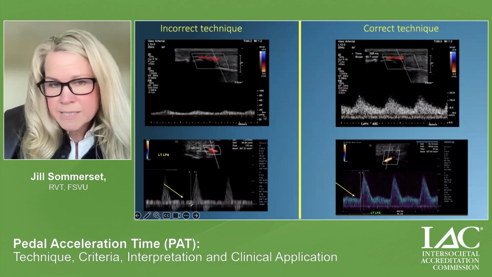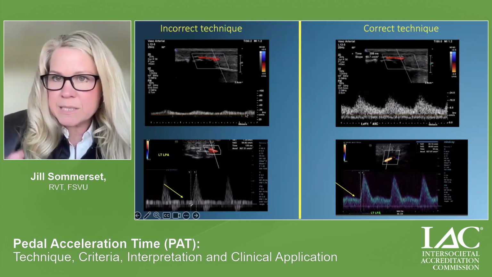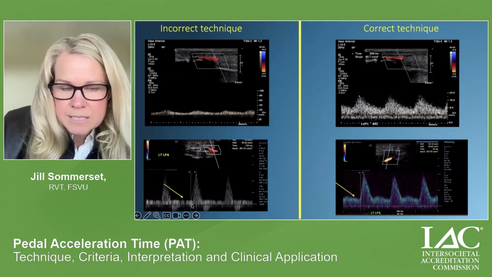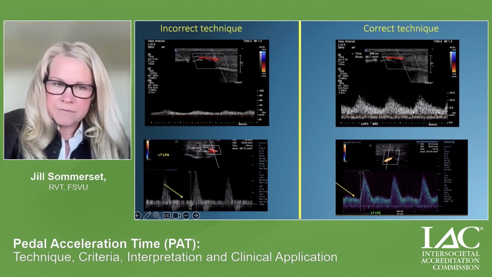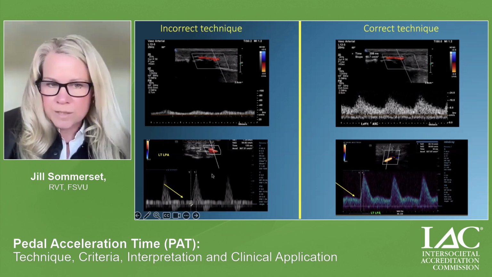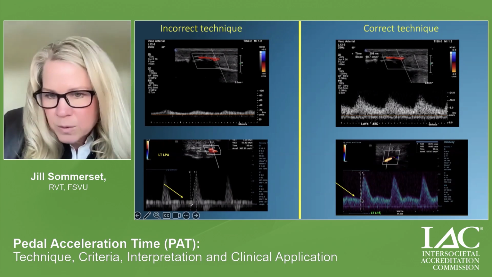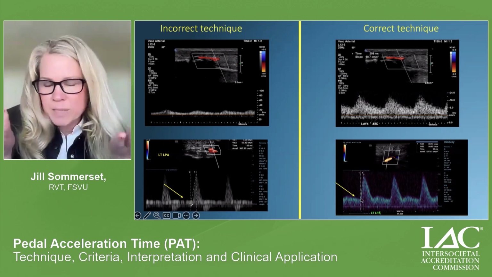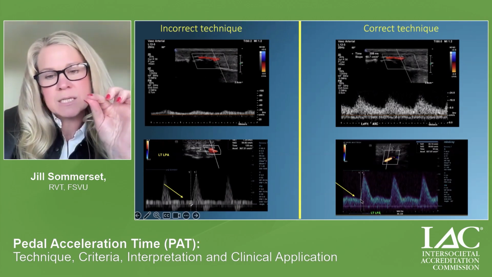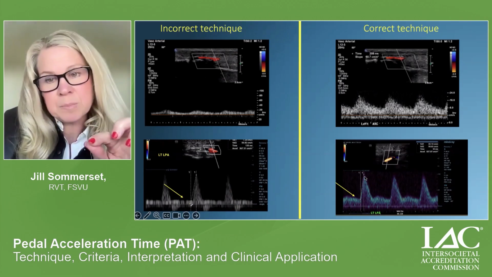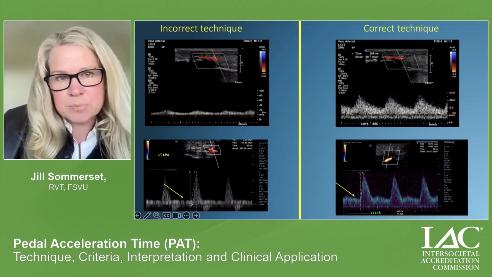So examples of poor technique would be a really high scale where we can't appropriately measure. In this situation, this was measured really far over and from the baseline. So this would be overestimating the PAT. And remember, even if it's a hyperemic waveform or there's end diastolic flow, you have to place the caliper just at the onset of systole to the peak, and then just make the waveform size very appropriate.